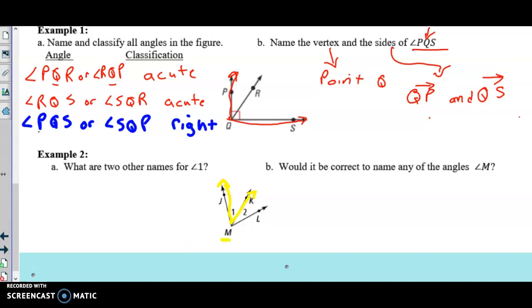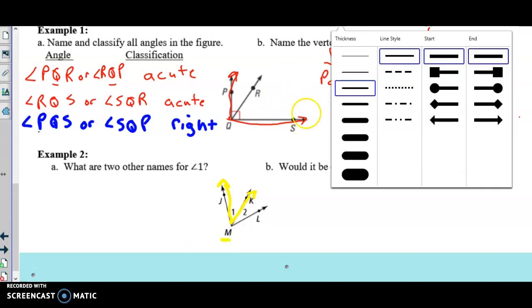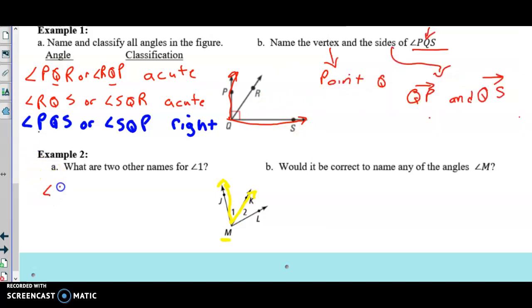Well, M is the vertex. So if we use 3 letters, it's going to be angle JMK. That would be one way. Or you can reverse it and call it angle KMJ.